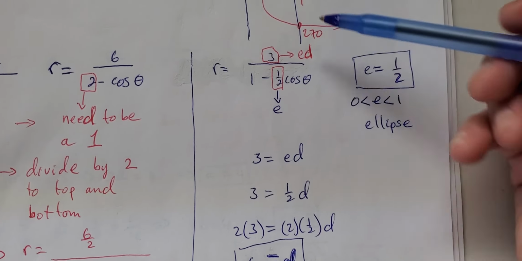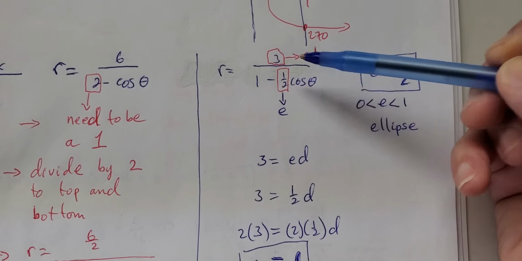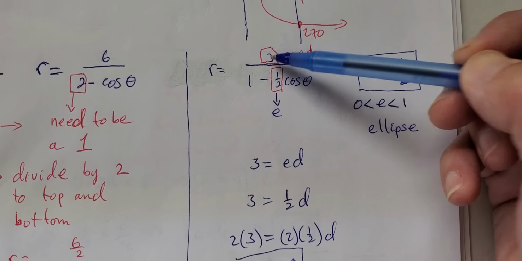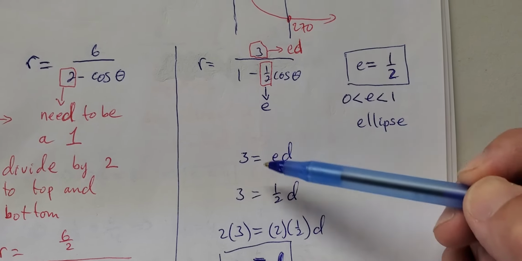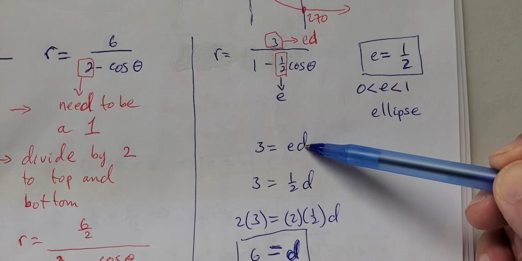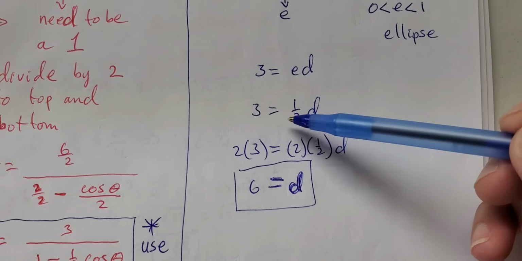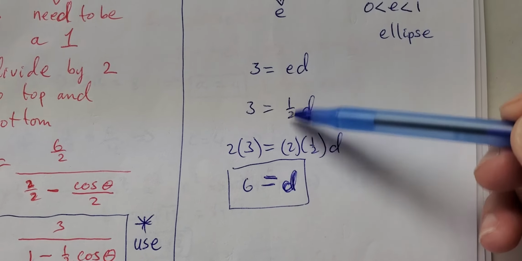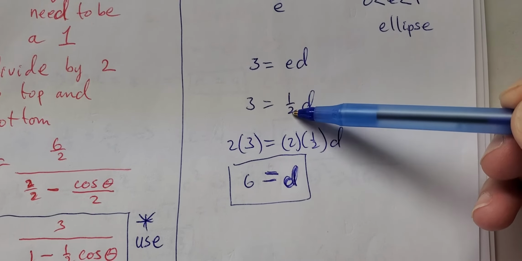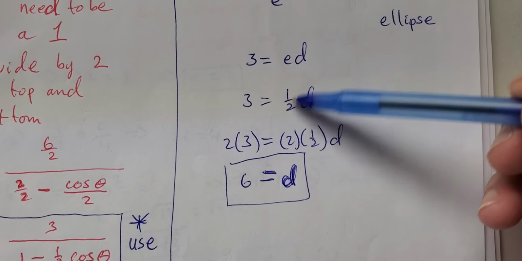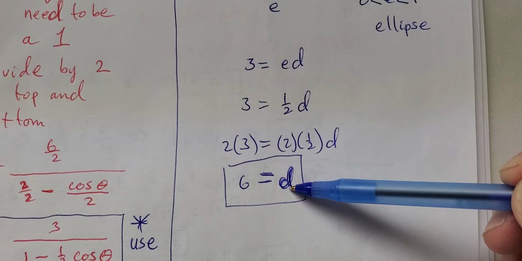Next, we need to find out what D is. On top will always be ED. Whatever that number is, the top number will always equal ED. Well, we know what E is, which is 1 over 2. So let's solve for D by multiplying by 2, the reciprocal of 1 over 2. So 2 times 3 is 6, and 2 times a half is just 1. So D is 6.